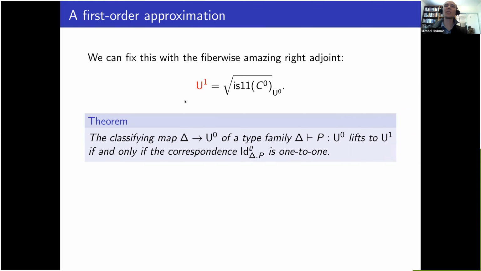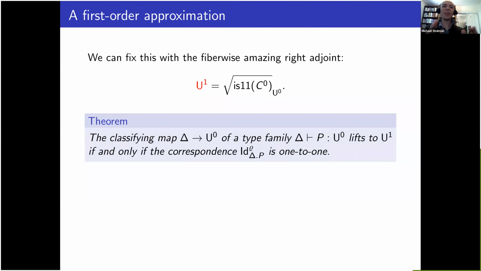And so now that gives me this object U1, which has the property that if I have some classifying map to U0 of a type family, then I can lift that classifying map to U1 precisely when the identity type correspondence of that type family is a one-to-one correspondence. Because this thing here classifies these one-to-onenesses: given contractible everything on one side, the thing on the other side is contractible and vice versa. All right, so this is our first attempt to make a universe whose identity types are one-to-one correspondences.